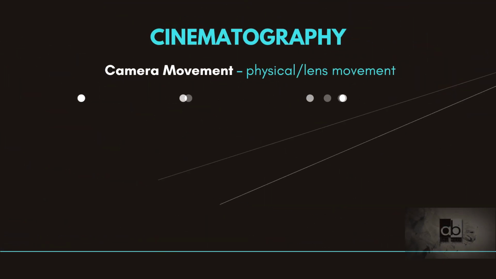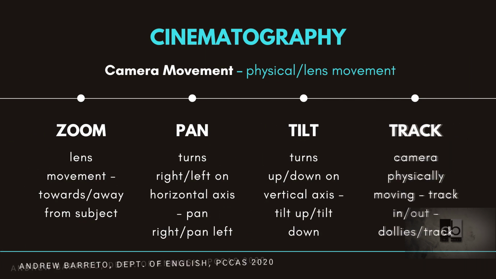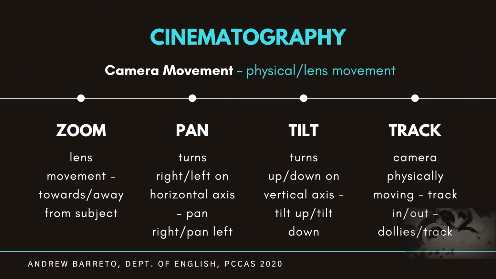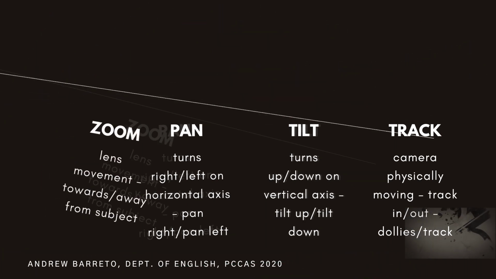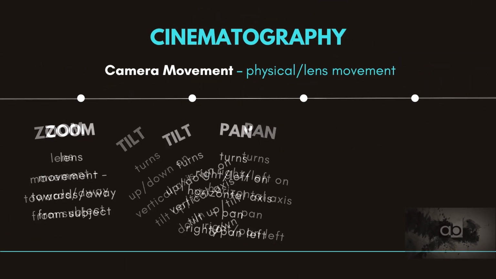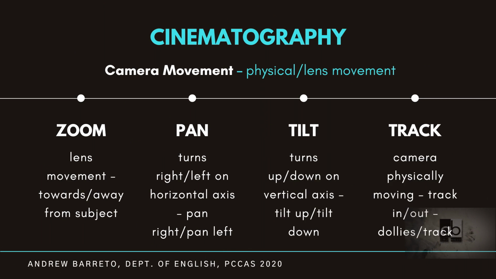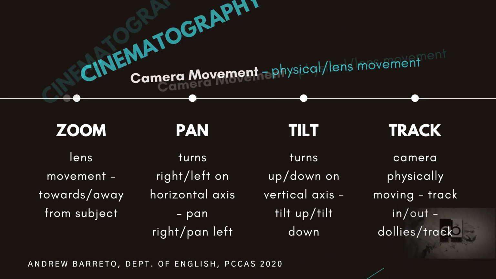Camera movement simply means whether the camera is moving or not. So for example, the camera lens itself could move towards or away from the subject, creating what we call a zoom in or a zoom out. If the camera turns to the right or to the left on its horizontal axis, that's called a pan right or a pan left. If the camera looks up or down on its vertical axis, that's a tilt up or a tilt down. Now remember, in a zoom, a pan or a tilt, the camera itself has not moved physically, as in the camera itself is physically still.